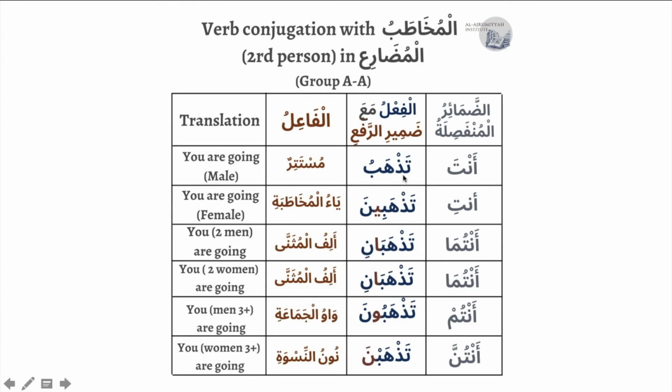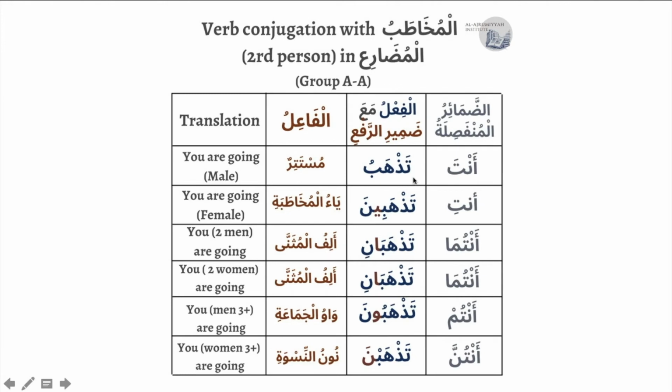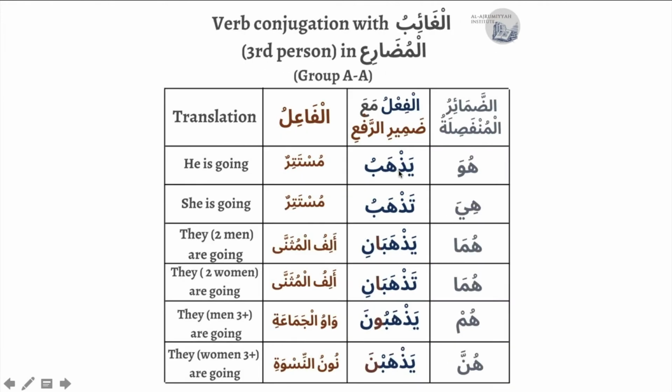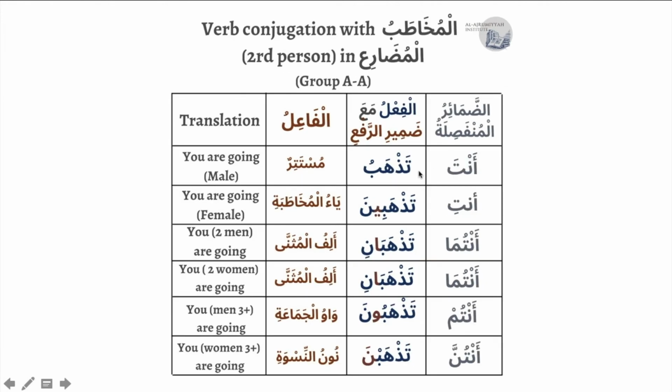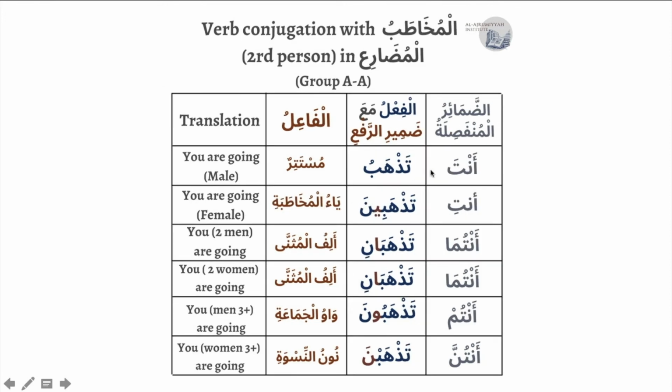So anta is tadhabu, which means you are going, masculine. So the only difference between tadhabu and yadhabu is again the ta. You change the ya to a ta, and it becomes anta. Now you might be asking yourself, didn't we do the same thing for hiya? Yes, tadhabu can mean hiya, she is going, or it can mean anta, you are going, depending on the context.